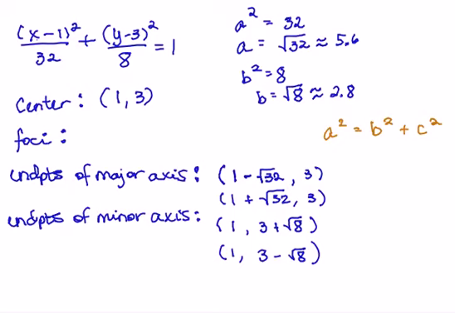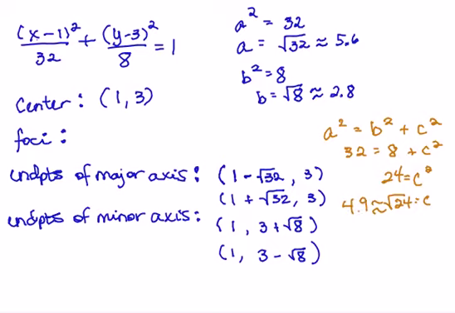Now a squared is 32 and b squared is 8. I got both of those from our standard form, and then plus c squared. C is what we don't know, that's what we're looking for. So c squared equals 24, which means c is the square root of 24, which is approximately 4.9. We'll use that to help us graph.